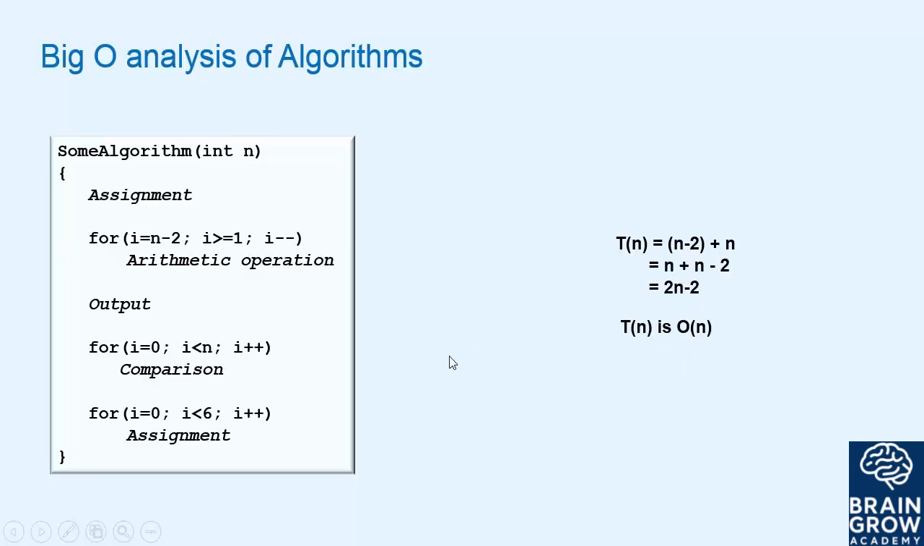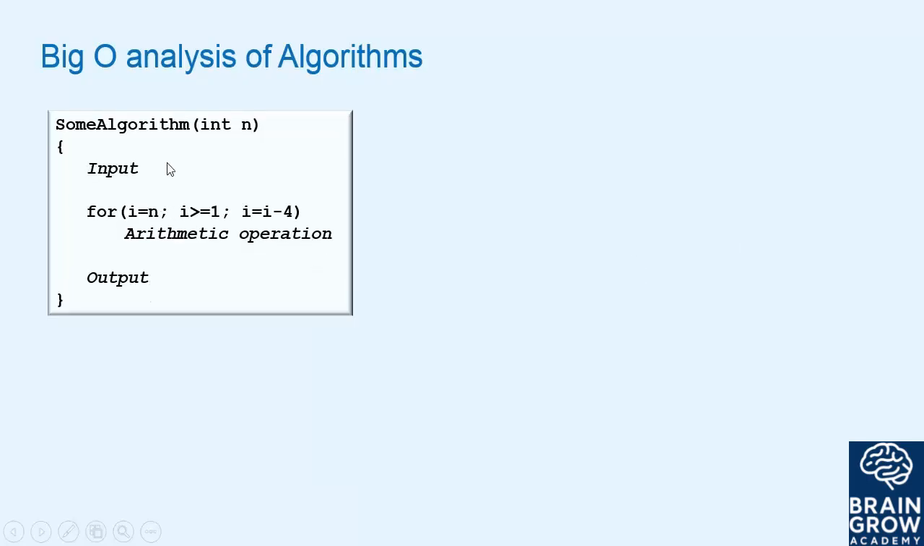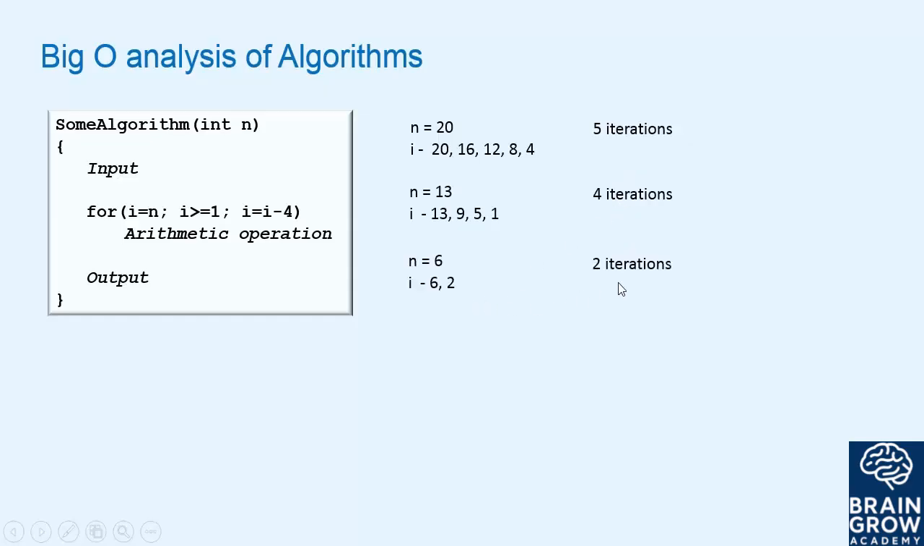Now let's take another algorithm. Here we can ignore this input and output operation and we'll focus on this loop. Let us find out how many times this loop will iterate. If the value of n is 20, I will take these values and so the loop will iterate 5 times. If n is 13, the loop will iterate 4 times. And if n is 6, the loop will iterate 2 times. This number of iterations is given by ceiling of n divided by 4.